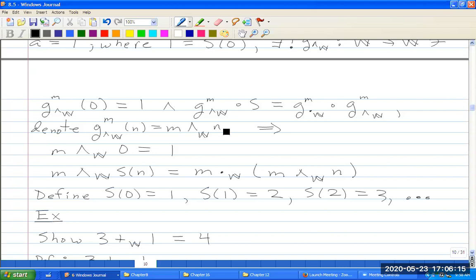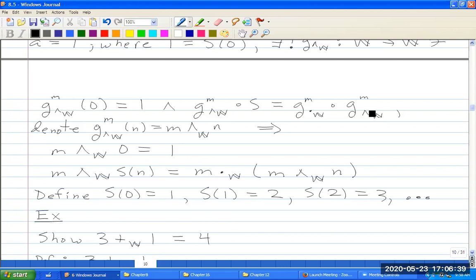And so m to the power 0 is 1. M to the power of the successor of n is m times m to the power of n. Okay. And that's what this says here.